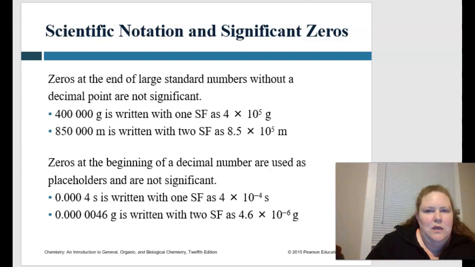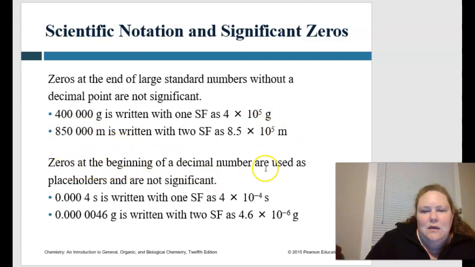So, moving on, zeros at the end of large standard numbers without a decimal point are not significant. Again, this is moving off of that table that we were just talking about. 400,000 grams is written with one significant figure as 4 times 10 to the 5th grams, because there's no specific identity, if you will, in these numbers. It's just 4 times 10 to the 5, right? Those zeros are just placeholders. This other one would be two significant figures, 8.5 times 10 to the 5, because that tells you how many times you're going to be moving that decimal point.